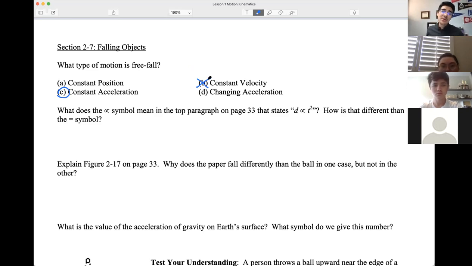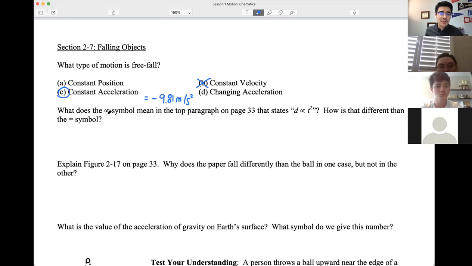What is that constant acceleration? Well, that constant acceleration is equal to negative 9.81 meters per second squared, AKA gravity. So anytime you see a question that says free fall, we're just going to assume there's gravity of whatever planet we're on. I guess later on, we're going to be on different planets.